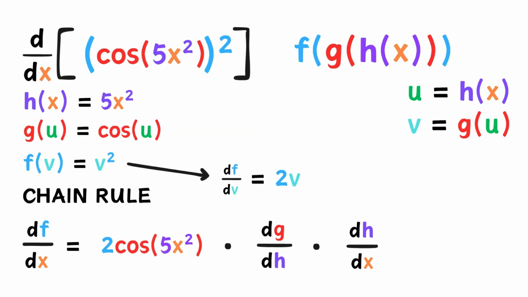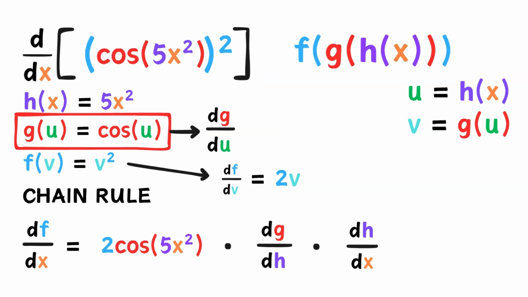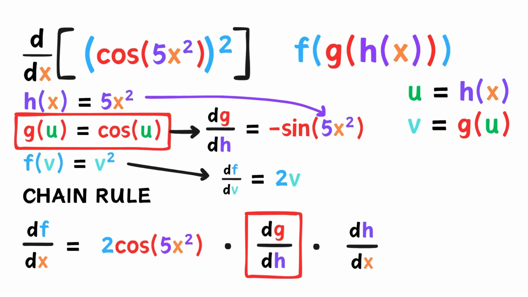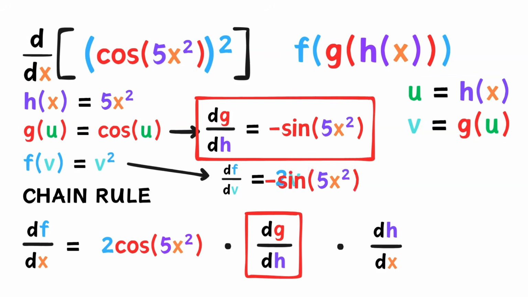Now, what is the derivative of g? The derivative of cosine of u with respect to u is negative sine of u. We set u to h of x. So substituting in h of x, this becomes negative sine of 5x squared.